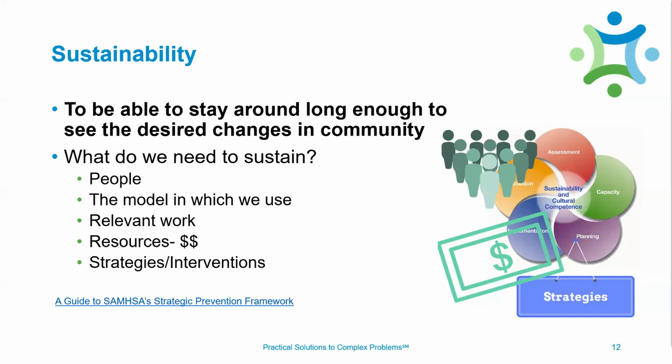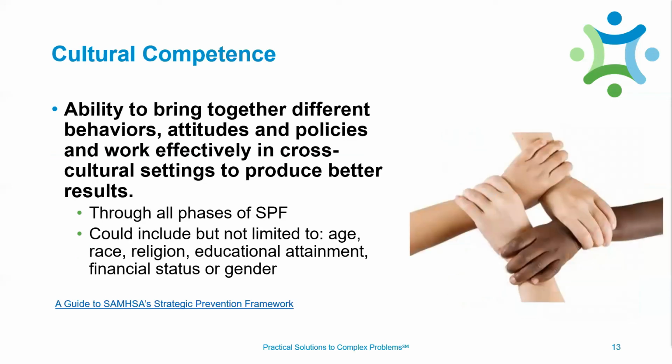The last guiding principle we have here is that cultural competence piece. Really, what we're looking at is the ability to bring together different behaviors, attitudes, and policies and work effectively in cross-cultural settings to produce better results. I know, kind of wordy, but what that comes down to is being inclusive. We want to make sure that what we are doing is bringing together different communities, groups, attitudes, and behaviors, so that the work we are implementing makes sense for all.